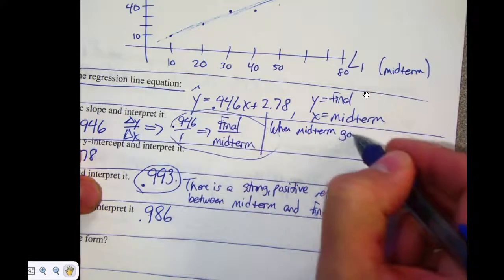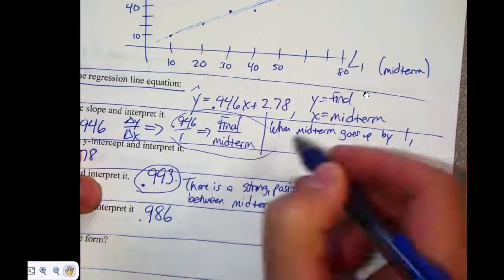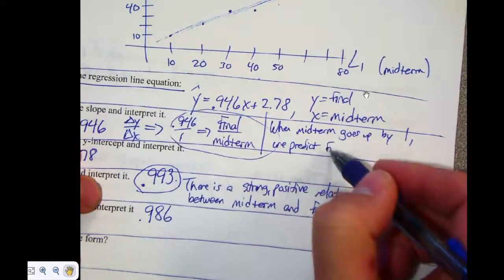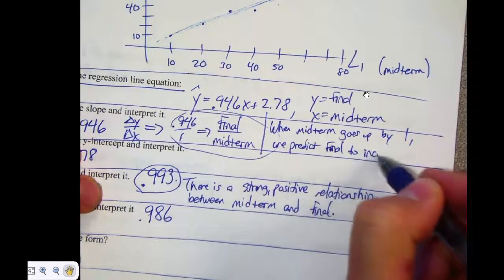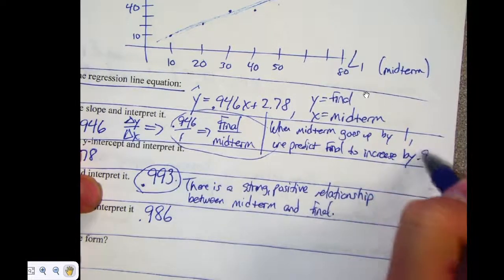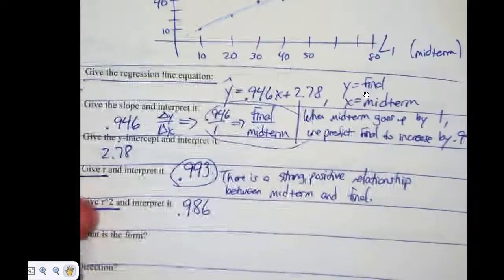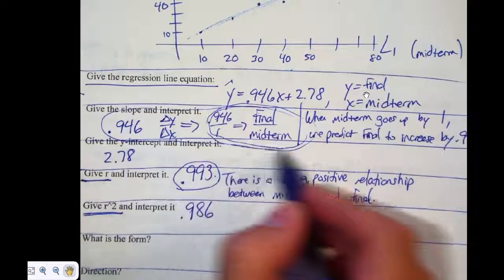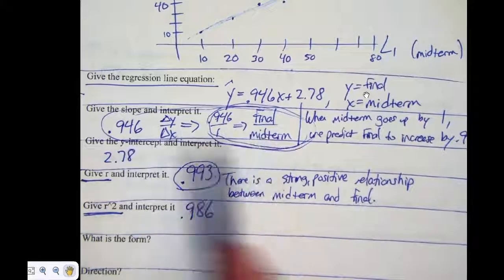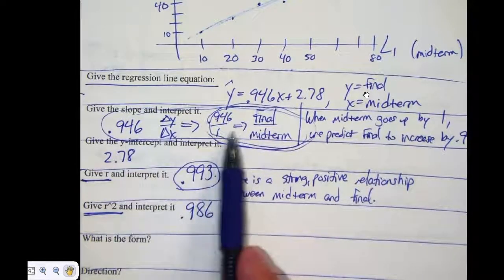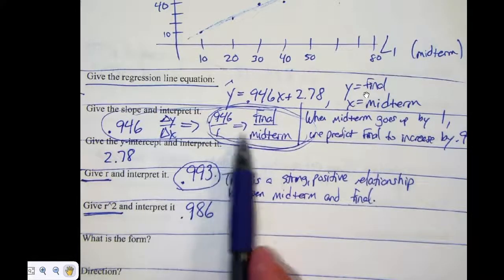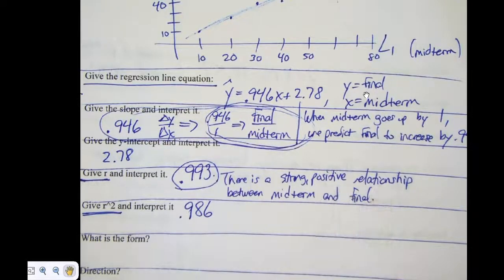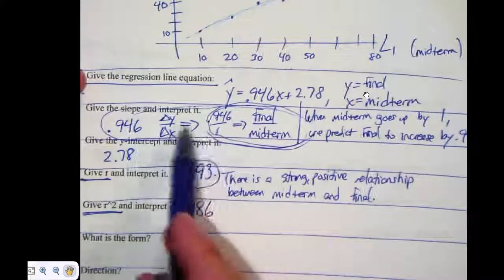When midterm goes up by 1, we predict, we expect, whatever, we predict final to increase by 0.946. And you don't have to show this part, I'm just wording it in math. I'm getting the math part down first and organizing my y and x, and then writing the sentence. That really helps me. I think it helps a lot of people that actually use it. If you can get by without it, great. I'm not going to make you, but I think this step is pretty helpful.